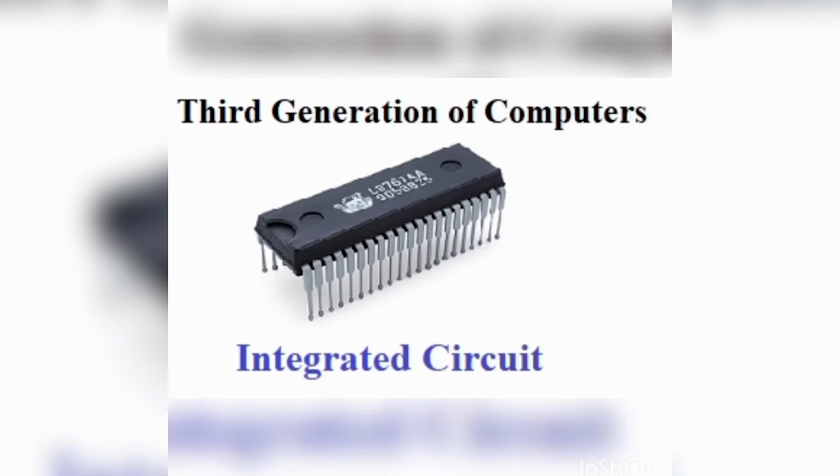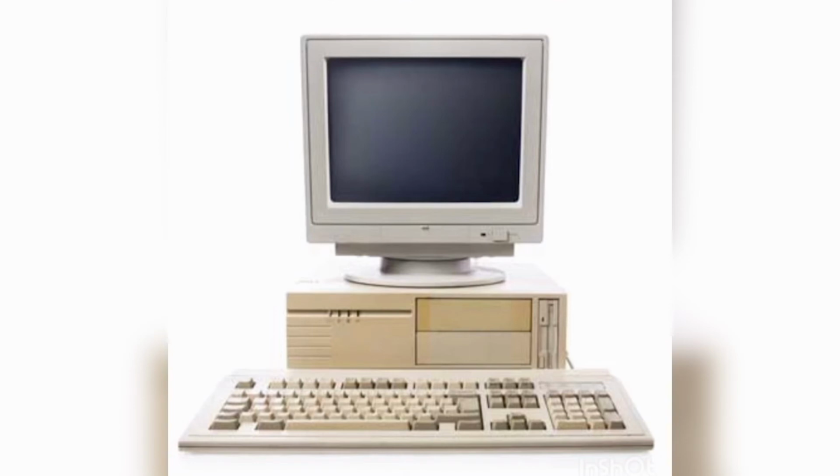Third generation of computers was from 1965 to 1970. The computers of third generation used integrated circuits. The fourth generation of computers was from 1970 to 1985. Computers of fourth generation used very large scale integrated circuits.